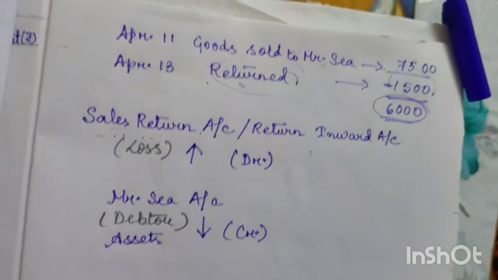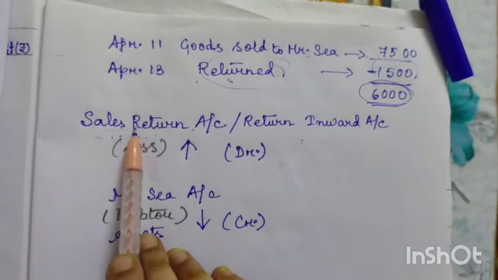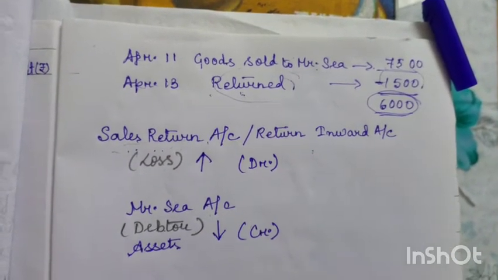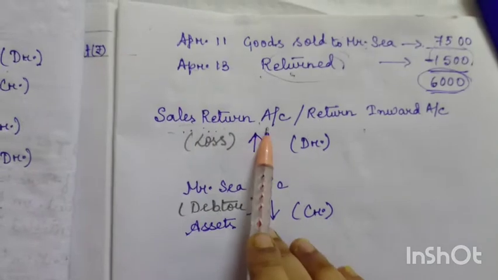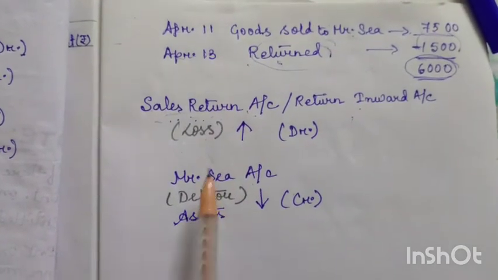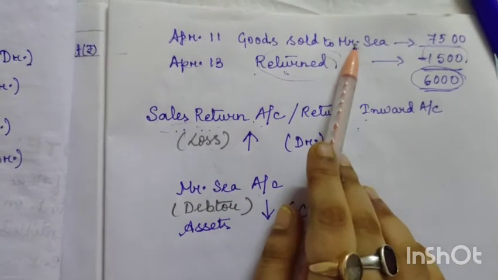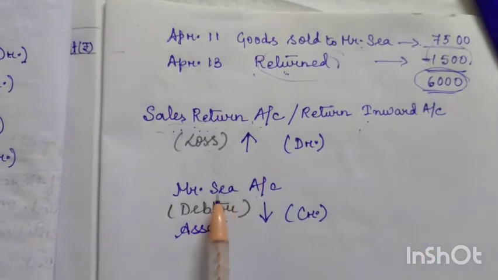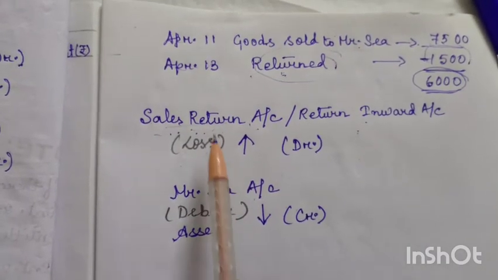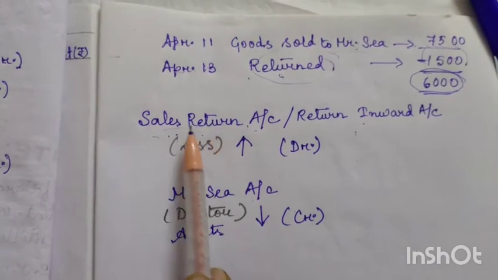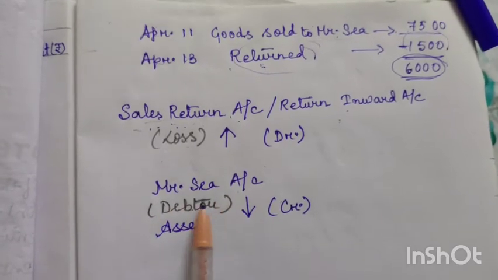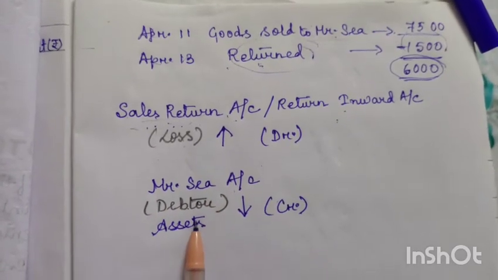So very easy transaction. For return of goods, we have to open, return of goods means if we have sold someone goods and that person returns us the goods, it will be called as sales return or return inward account. Now the second account, as we have sold the goods on credit and it was a credit transaction, so the person to whom we have sold it, that particular person's account needed to be opened. So the two accounts that needed to be opened are one, sales return account, and another, the person to whom we have sold the goods.